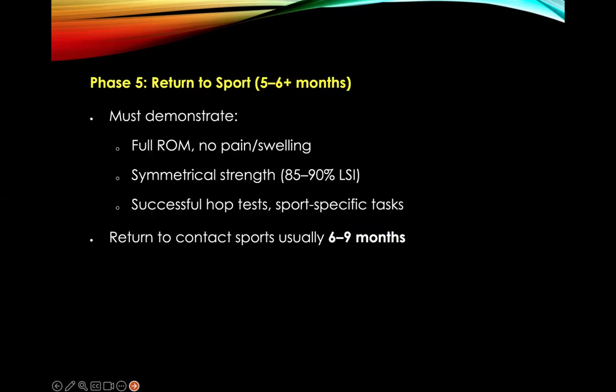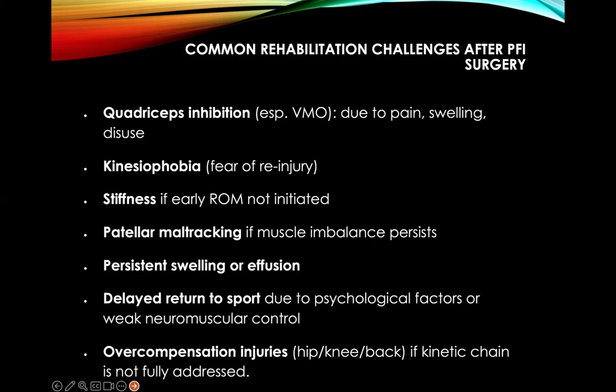Then phase 5, after 6 months, when there is full range of motion, symmetrical strength in both legs, and single hop tests are successful, then you can go for contact sports at 6 to 9 months. The common problems of rehabilitation after patellofemoral instability injury are quadriceps inhibition, fear of re-injury, stiffness if ROM is not initiated in the earlier weeks of rehab, patellar maltracking, patellar swelling or effusion, delayed return to sport, which can be due to weak neuromuscular control or psychological factors, and overcompensation injuries.